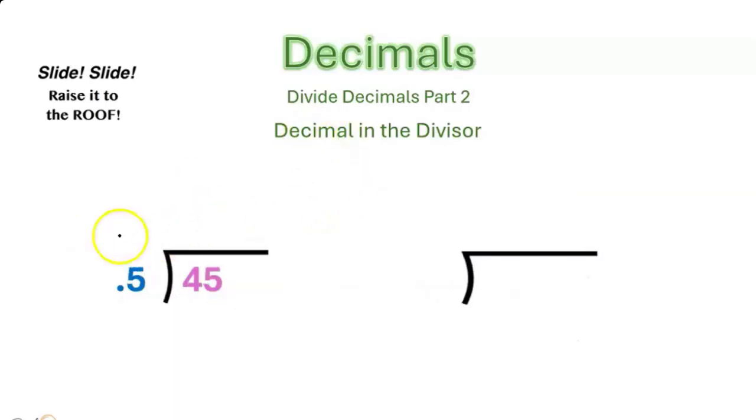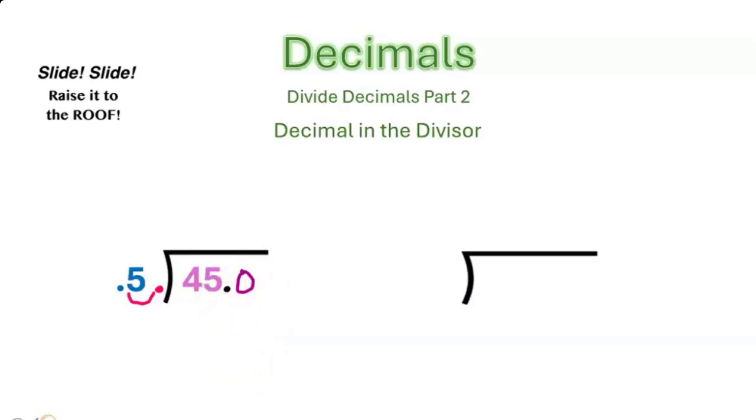Let's try one more. Okay, we have 45 divided by 0.5. So we want to slide this over one place value. Now you look at the dividend and you think, how do I slide it? There's no decimal. But you have to remember that the decimal is beside the ones place. So the decimal is actually right there. So all we need to do is add a 0. Because this is still 45, because the decimal is right there.